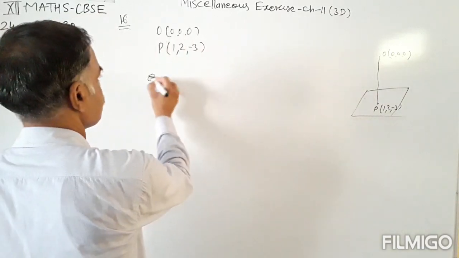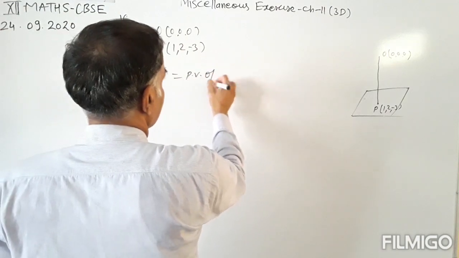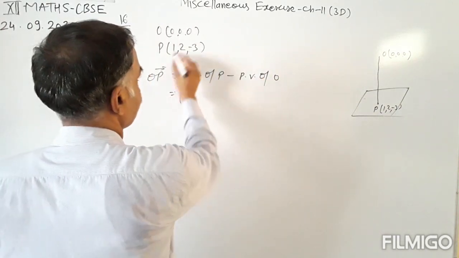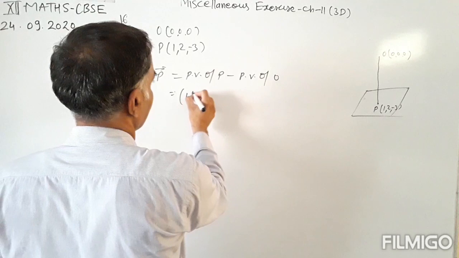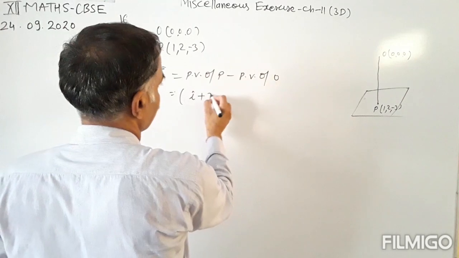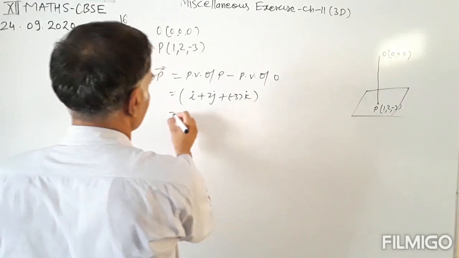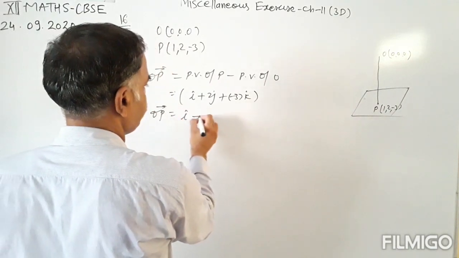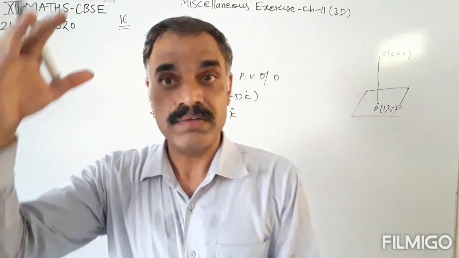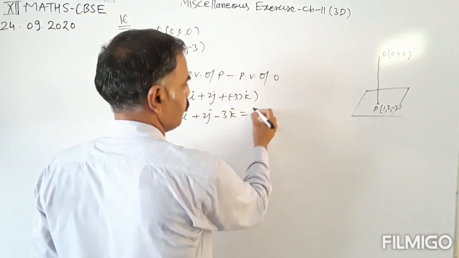So the OP vector is equal to the position vector of P minus the position vector of O, that means x2 minus x1: 1 minus 0, 1 i cap; 2 minus 0, 2 j cap; minus 3 minus 0, minus 3 k cap. So the OP vector is equal to i cap plus 2 j cap minus 3 k cap. This vector is perpendicular to the plane, so this is equal to the n vector.